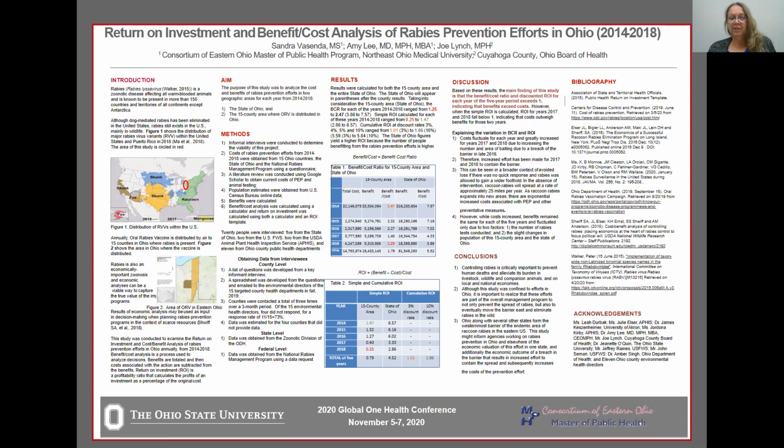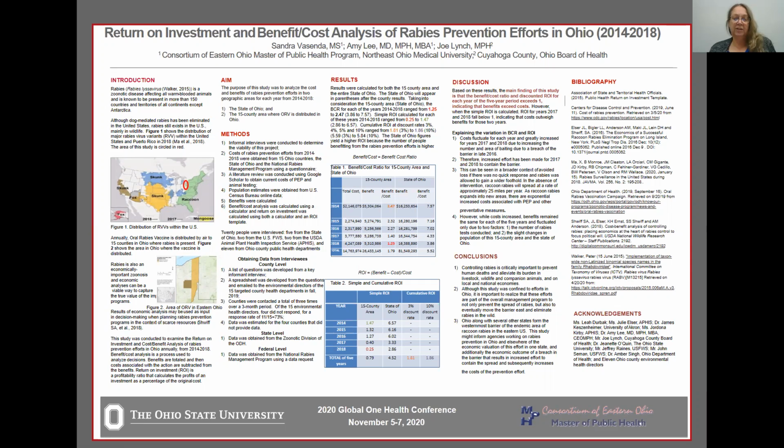This project was conducted during 2019 through 2020 as a capstone to complete my Master of Public Health degree through the Consortium of Eastern Ohio Master of Public Health program. The purpose of this project was to conduct two different analyses, a return on investment and a benefit cost analysis of rabies prevention efforts in the eastern part of Ohio for each year of the 5-year period 2014 through 2018.